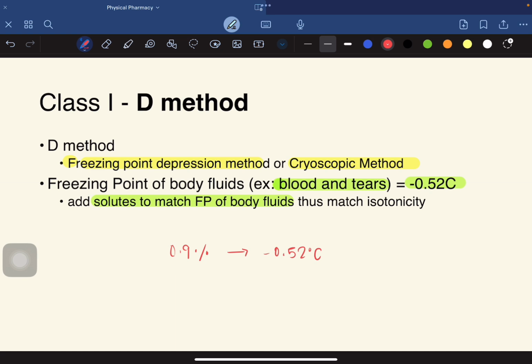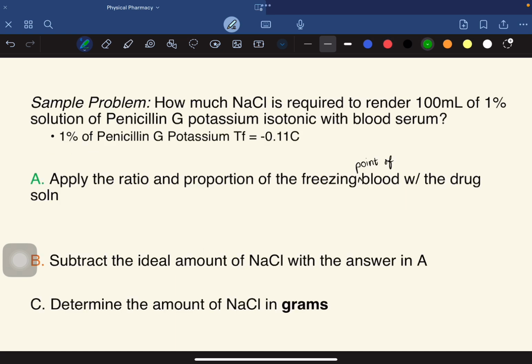Okay, so let's tackle a problem so you can see what I mean. So for this problem, it asks how much sodium chloride is required to render 100 ml of 1% solution of penicillin G potassium isotonic with blood serum. So given is 1% of pen G potassium, its freezing point would be negative 0.11 degrees Celsius. So step 1 is that we will apply the ratio and proportion of the freezing point of blood with the drug solution. 0.9% over negative 0.52 degrees Celsius.